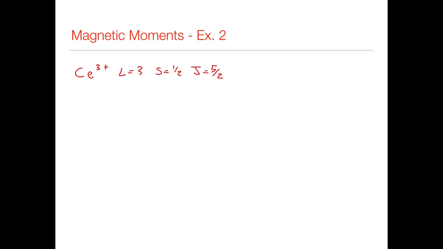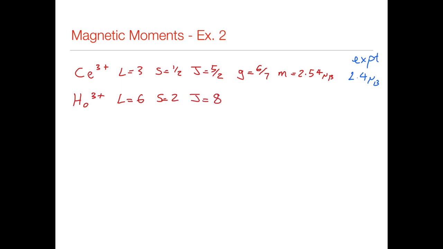So we found that G was equal to 6/7. M is equal to 2.54 mu B. And the experimental value was 2.4 mu B. All right, so that's the first of our F elements. Let's do the second F element. So that was holmium 3+, and we found that was L is 6, S is 2, J equals 8.